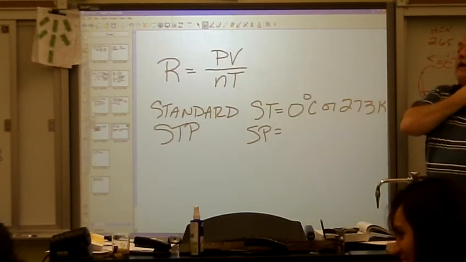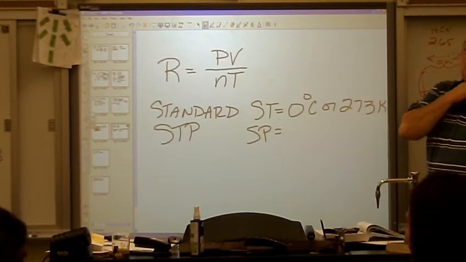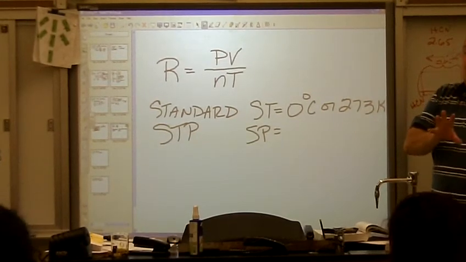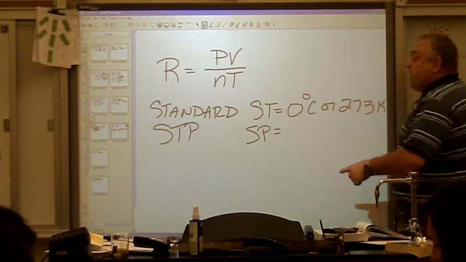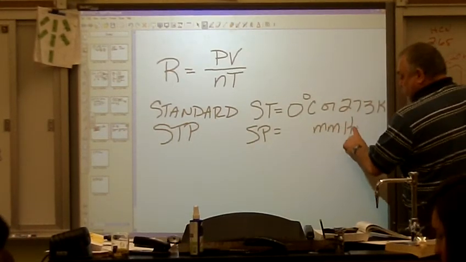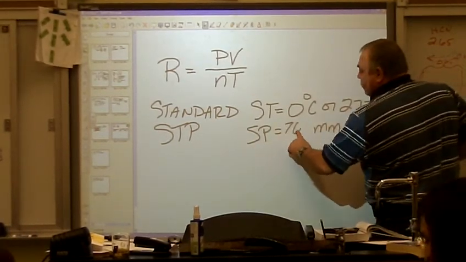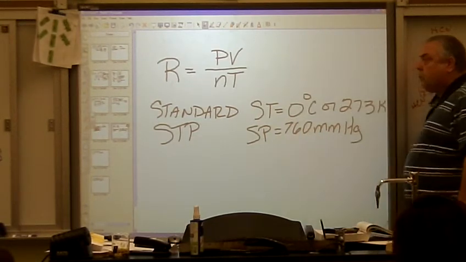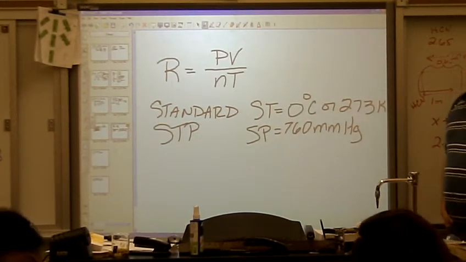Here's what I'm going to do, guys. We are first going to solve this problem if standard pressure was in terms of millimeters of mercury. In this case, it's 760.